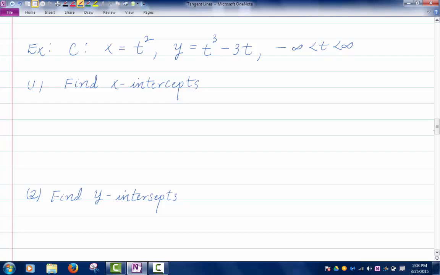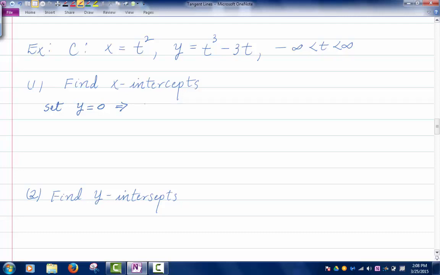How do I find x intercepts? X intercepts means the points where the curve crosses the x-axis, right? And how do I find that? Well, for the x-intercepts, what do we know about the y-coordinate? It's 0. So we are going to set y to be 0, and then we'll try to solve for t.